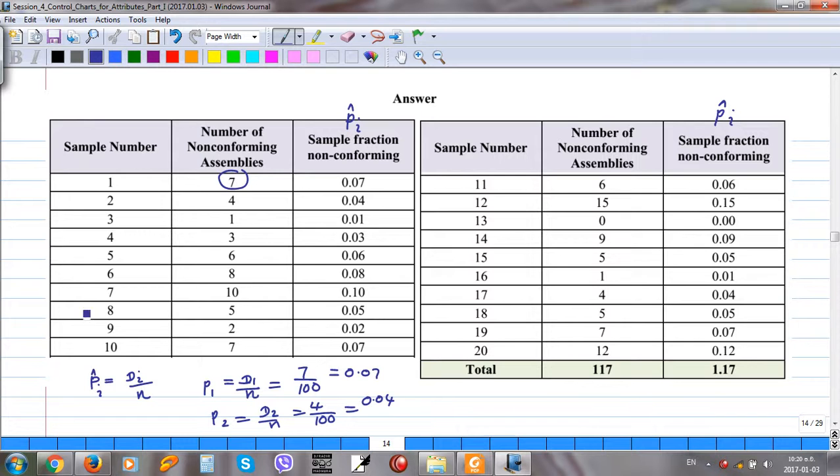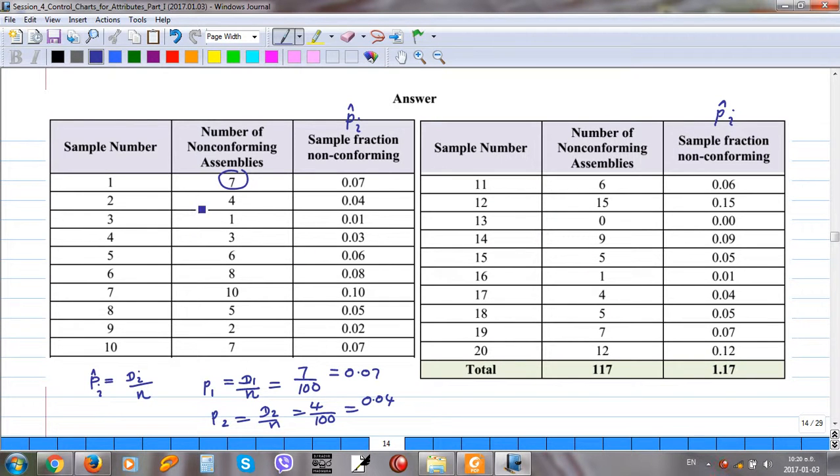Likewise you can find all the values. 7 divided by 100 is 0.07, 4 divided by 100 is 0.04, 10 divided by 100 is 0.1, then 7 divided by 100 is 0.07, as well as the 20th one, 12 divided by 100 is 0.12.